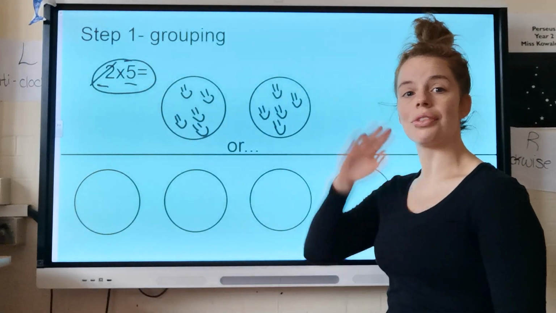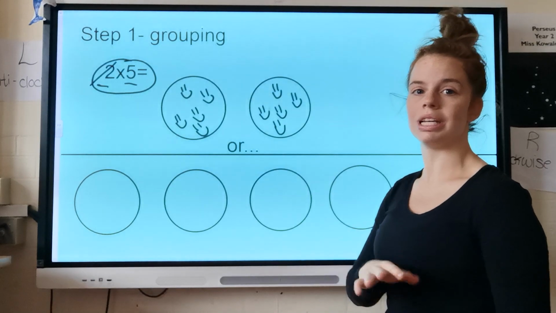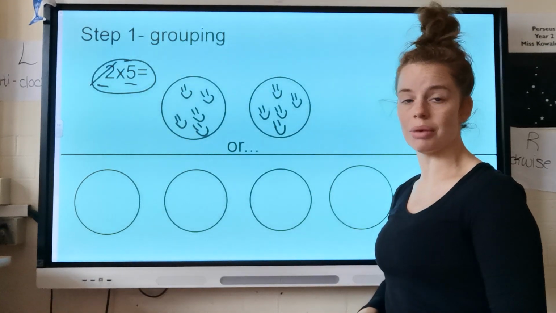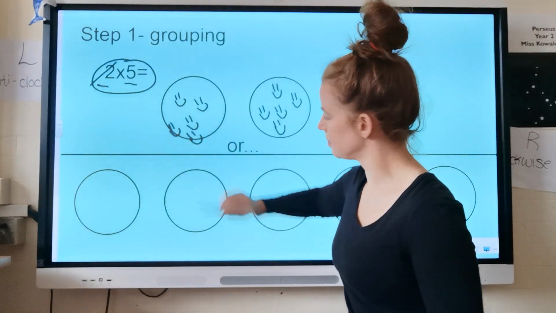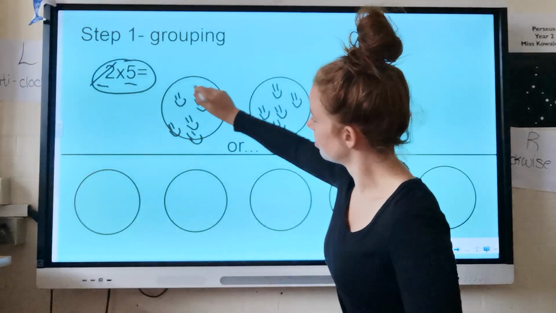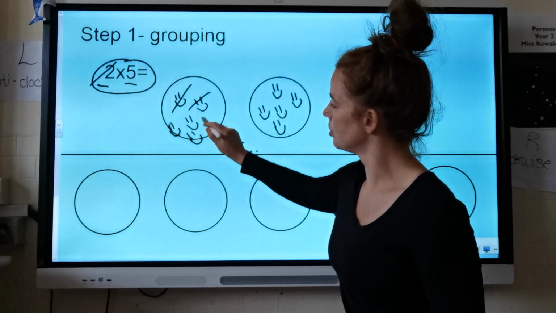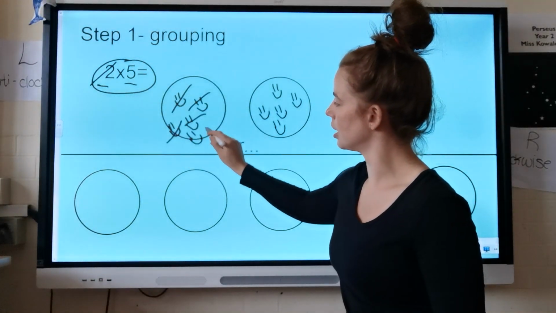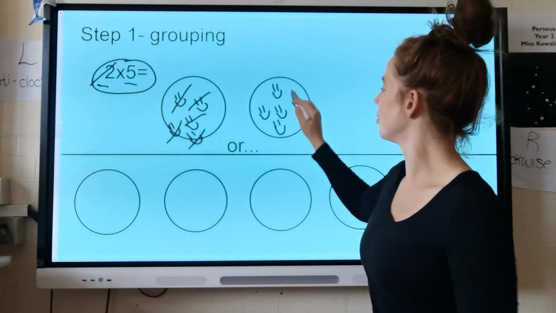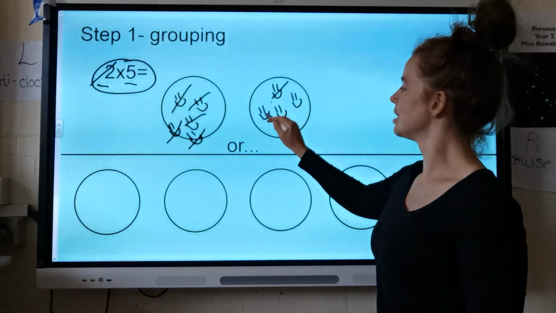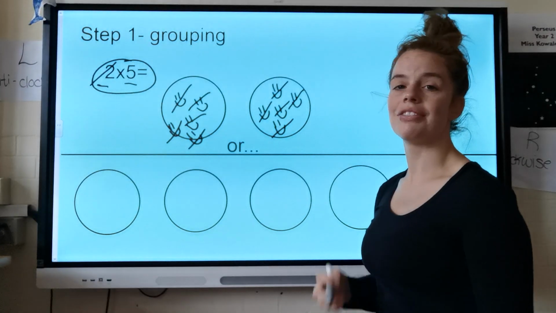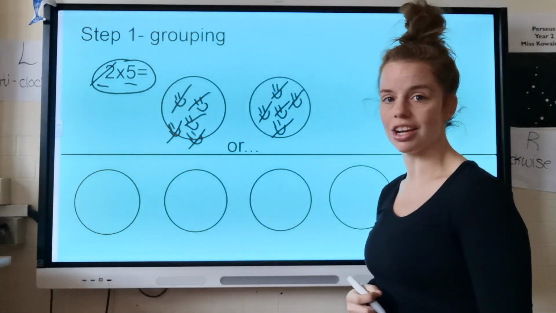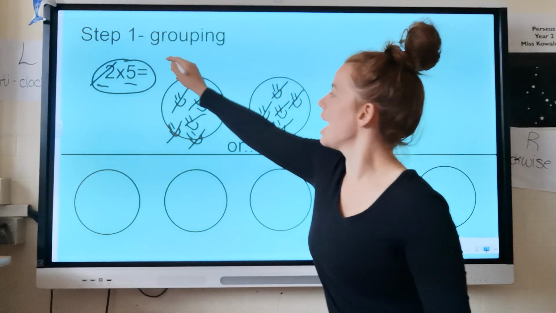And now we need to count them all together. So we need to count all of our smiley faces that we have done. So we have 1, sorry guys. So we have 1, 2, 3, 4, 5. Then we count the other one. 6, 7, 8, 9, 10. So we have 10 smiley faces all together. So our answer is then 10.